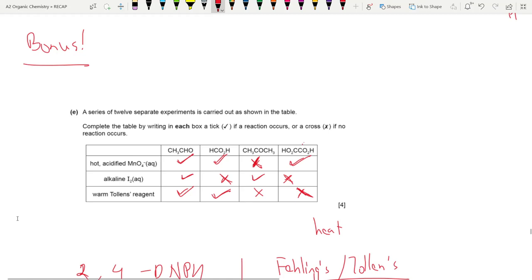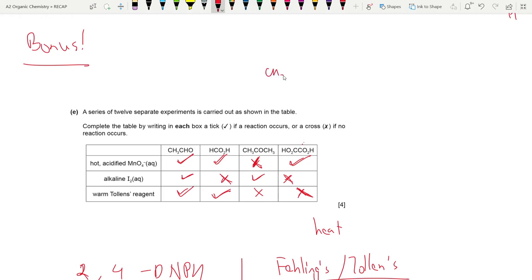Remember that I taught you hot acidified KMnO4 can break down ethanoic acid and methanoic acid, and obviously ethanol can be oxidized to form ethanoic acid. Alkaline aqueous iodine: this is the iodoform test. So typically ethanol, all methyl ketones, and some secondary alcohols can give a positive iodoform result. I've discussed this in the AS video.